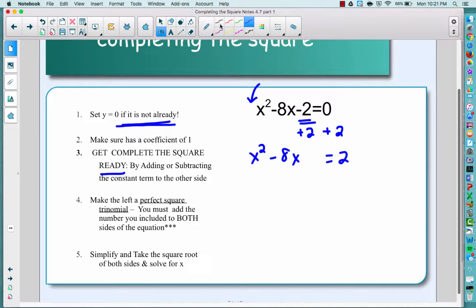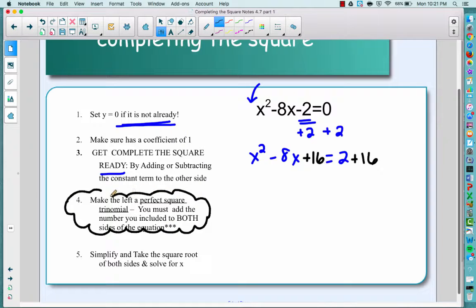Then I do what I taught you to do by creating a perfect square trinomial. So I take half of 8, which is 4, and I square it, which gives me 16. Now, here's the big thing. Whatever I do to this side of the equation, I have to do to the other. So I have to add 16 on the other side. I'm making the left a perfect square trinomial, but I have to add that 16 on both sides.